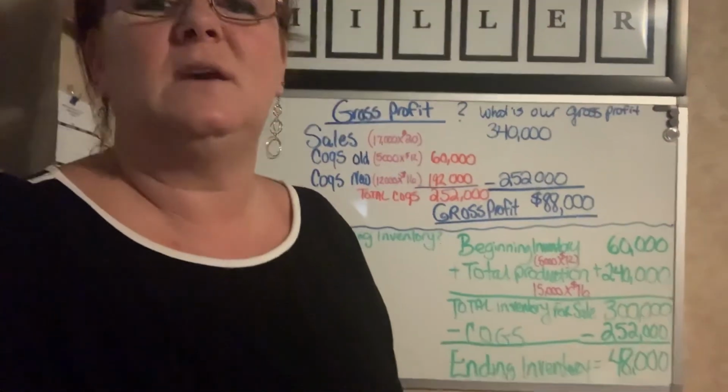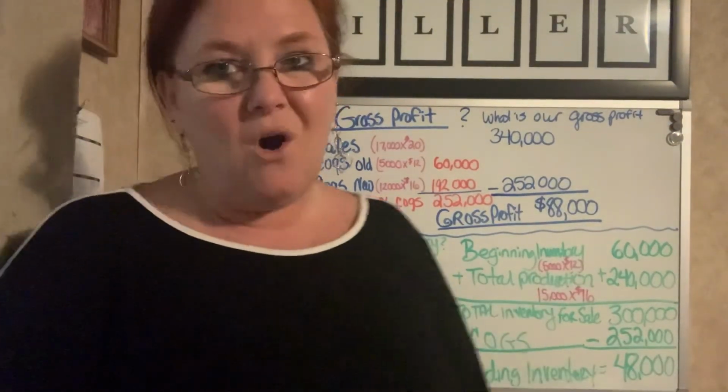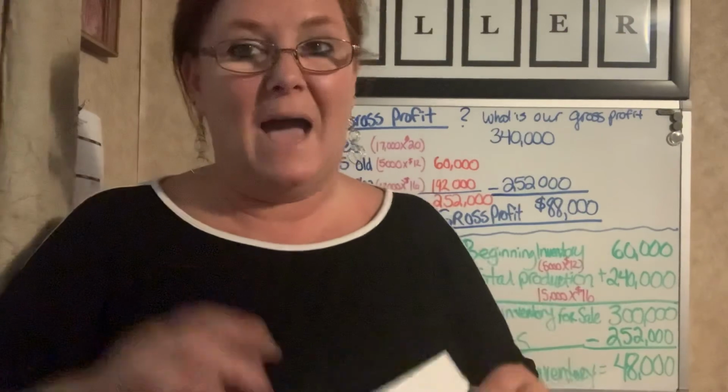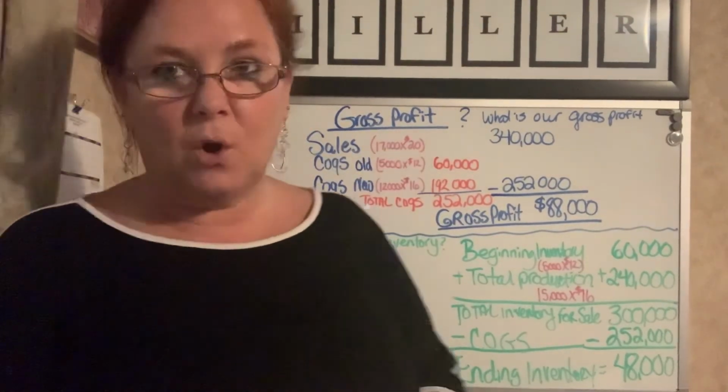I don't know if you can see the ending inventory that clear, so I'll pull it down just a little bit, but that is all that it is. It looks like a lot, but it's not. Gross profit, ending inventory.